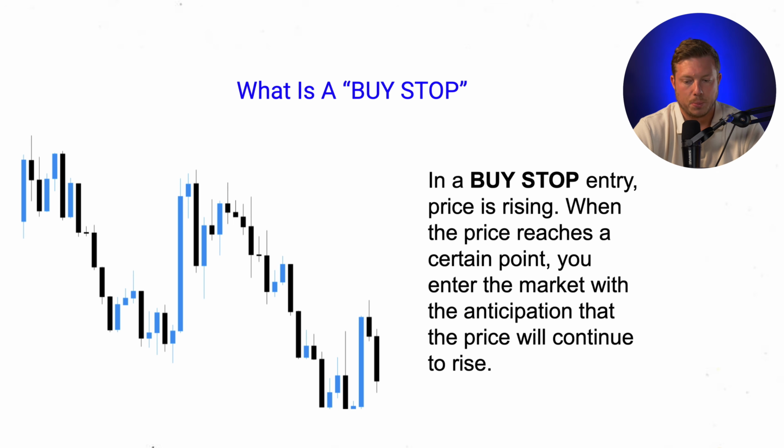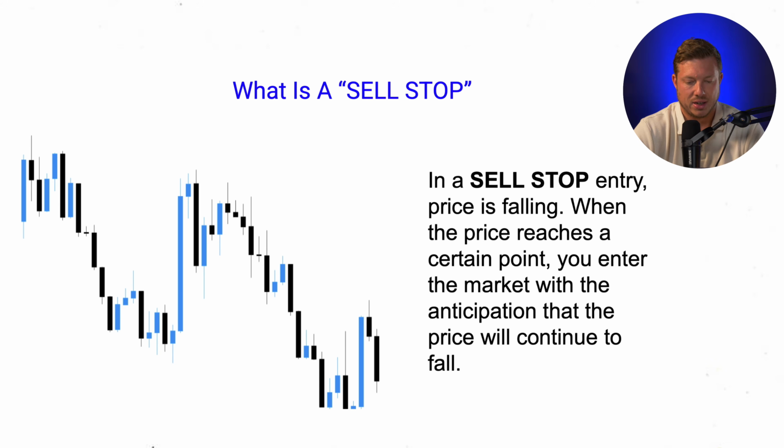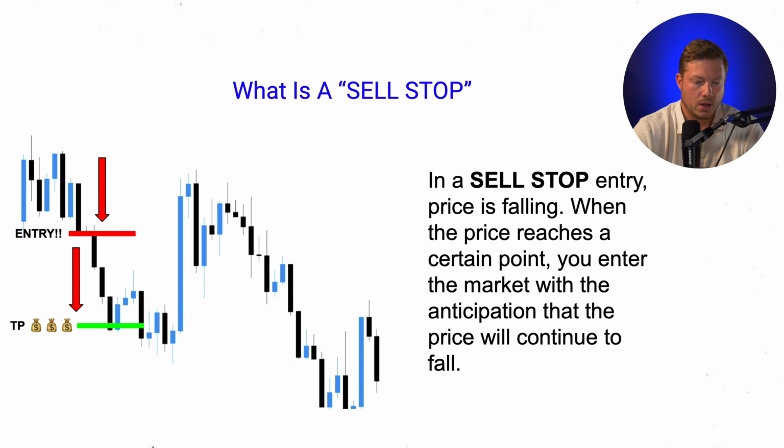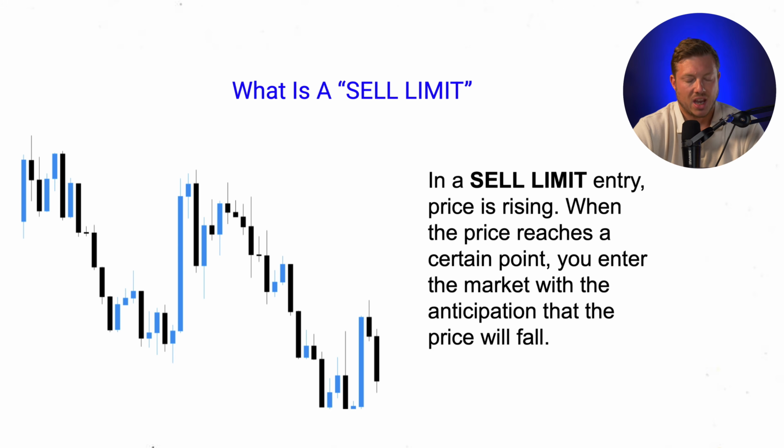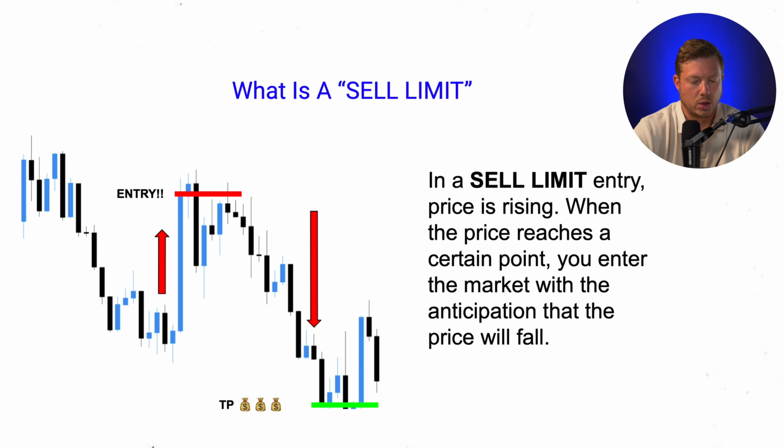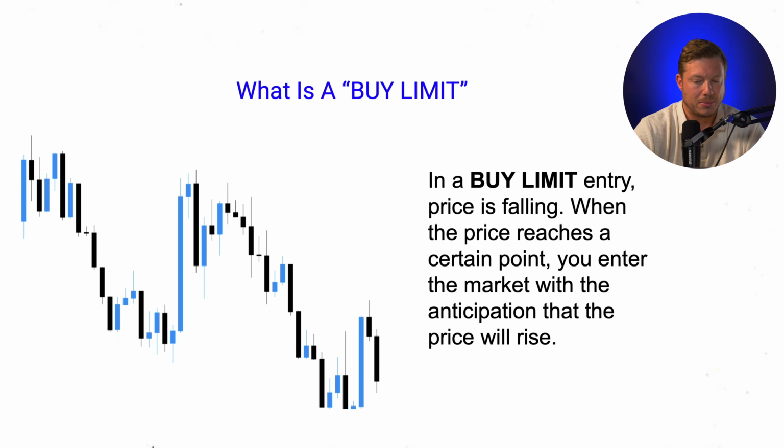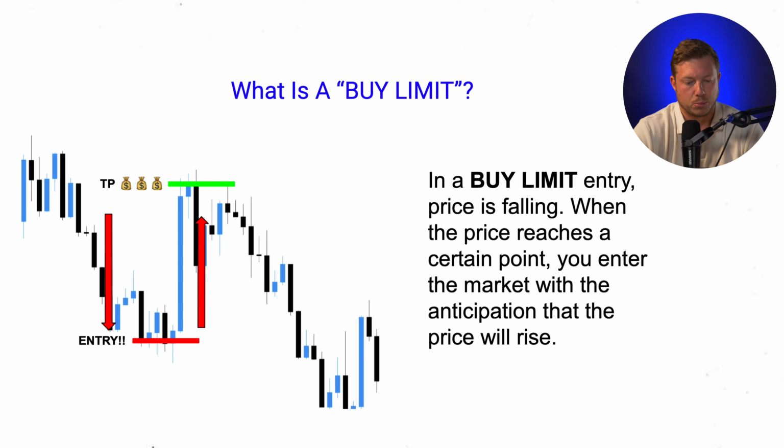So a buy stop is when we're expecting the price to go up and continue going. It takes your entry and it goes to take profit. A sell stop is when price is falling, it reaches your entry point, and then it goes to take profit. A sell limit is when you expect price to go up, hit your entry, and then come all the way down to a take profit zone. A buy limit is the inverse of that, where we're expecting price to come down, trades into the market, clicks your entry, and then it goes up to take profit.